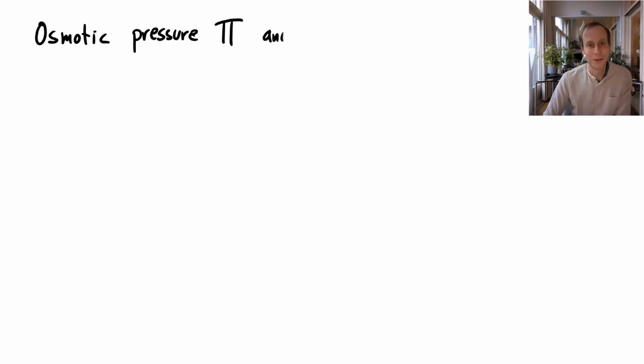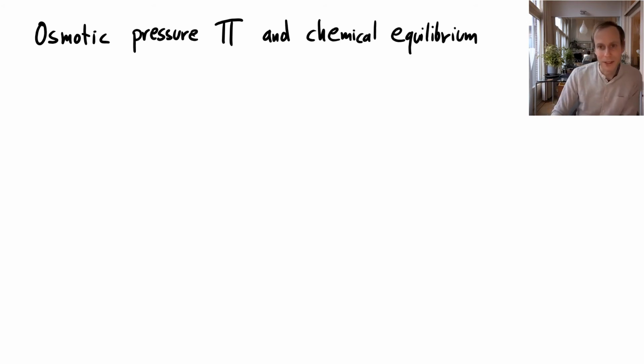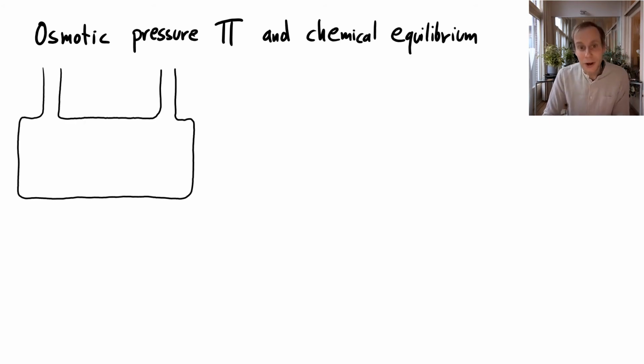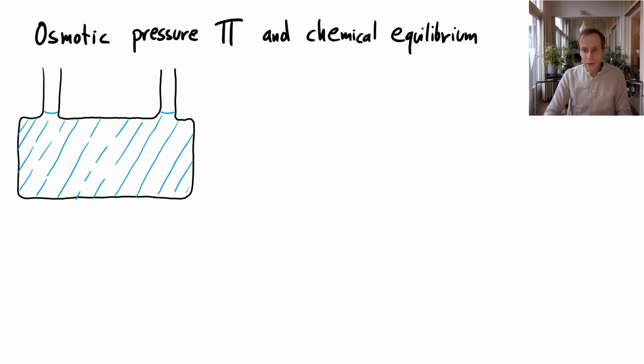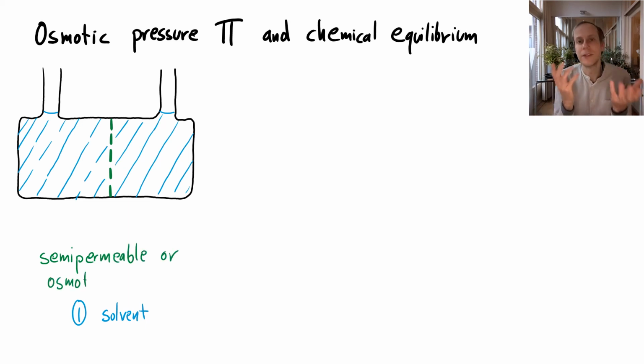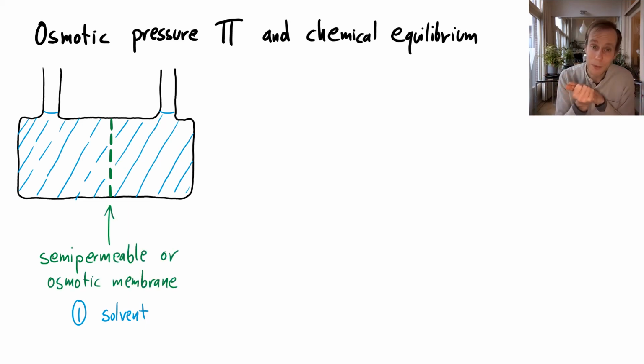Okay. In the second part of this knowledge clip, I want to introduce you to the concept of the osmotic pressure pi and the related chemical equilibrium. What I draw here is a container that has two openings. The container will be filled with a liquid, which is component 1, a solvent. Then I will put a dividing barrier in the middle of the container, and that is actually a semi-permeable or an osmotic membrane. That will separate the container into a right and into a left side.